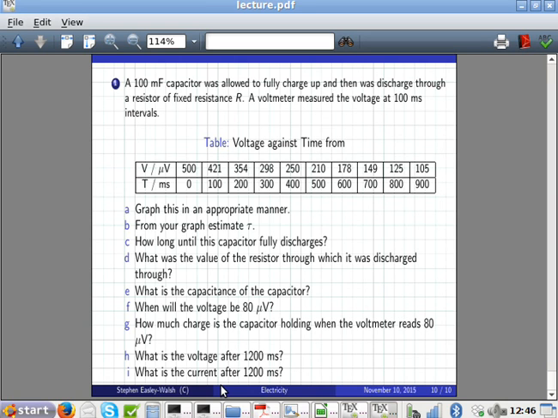I want to reuse this graph so I don't have to make a new one. Right, so what's my time in? Milliseconds, wasn't it? So I start at 0, and then I go up in tens. And then I'll put my current here, I. And what's the unit? Milliamps.